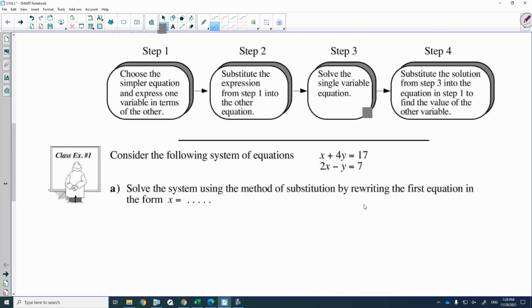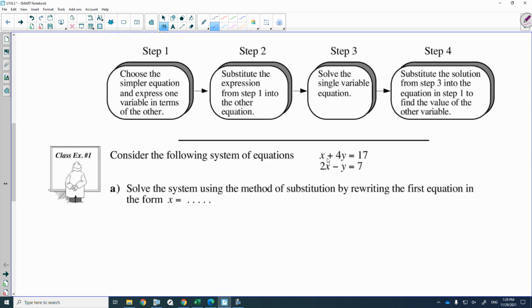It says consider the following systems. What you want to do is look at your two systems. One of the systems you could solve in one move. What I mean by solve is you could write one of the variables as equal to in one move. And that would be this first one. In one move, you guys, I could get what x is equal to.